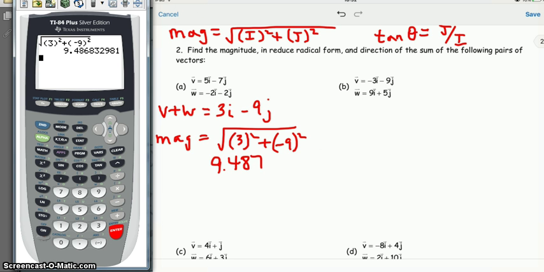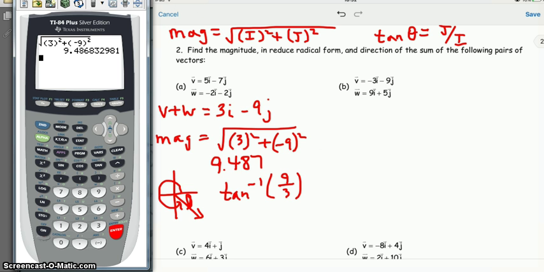I notice that this guy is in quadrant 4 because i is positive and j is negative. So my graph would look like this. What we're looking for is this angle for the direction. In order to get that, it's going to be the inverse tangent of j divided by i. So in this case, we're going to have 9 divided by 3.